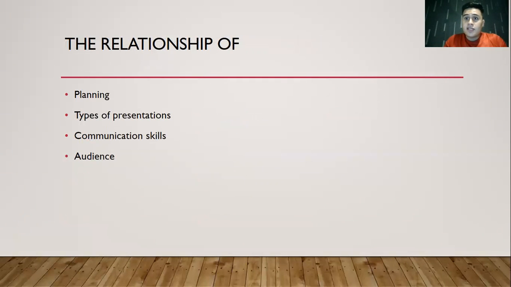Talking about the relationship of these elements: the planning, the types of presentation, the communication skills, and the audience. The relationship between them is that all of them make the principal elements of a successful presentation. Why? You need to start with the planning. Planning is the place where you start preparing all the things that you need to make your good presentation. In this case, you need to know what kind of presentation you are doing.